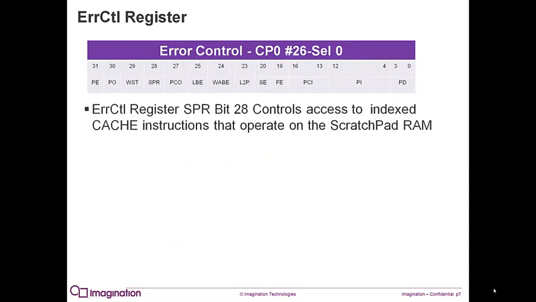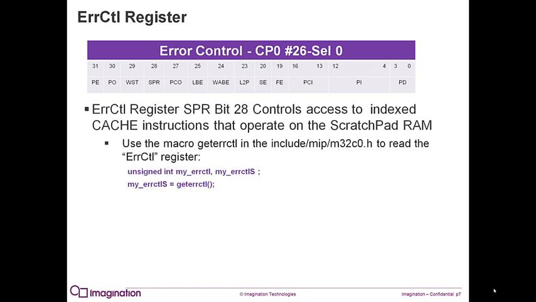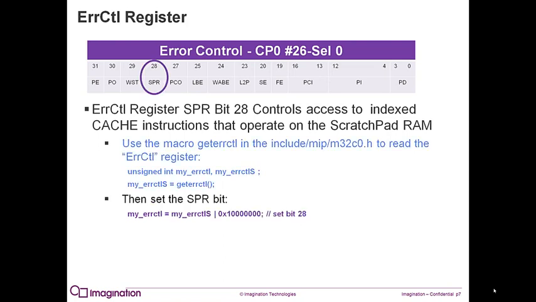Next, you need to set the SPR bit in the CP0 error control register so cache instructions will be directed to the scratchpad interface. Use the macro called getErrorControl in the include mips m32c0.h file to read the error control register from C code. Usually, you want to save this value off so you can restore it later. Set bit 28, the SPR bit, and write it back.